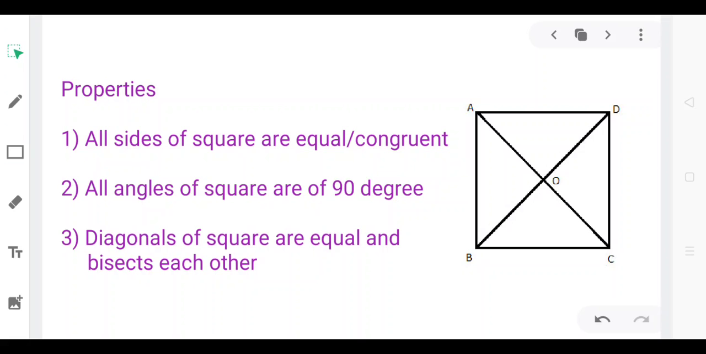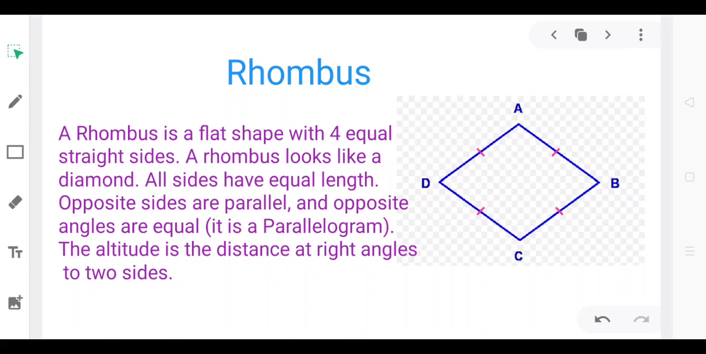Next is the rhombus. So what is a rhombus? A rhombus is a flat shape with four straight sides. A rhombus looks like a diamond. In the figure we can see clearly the rhombus looks like a diamond. All sides have equal length, opposite sides are parallel, and opposite angles are equal. The altitude is the distance at right angle to two sides.